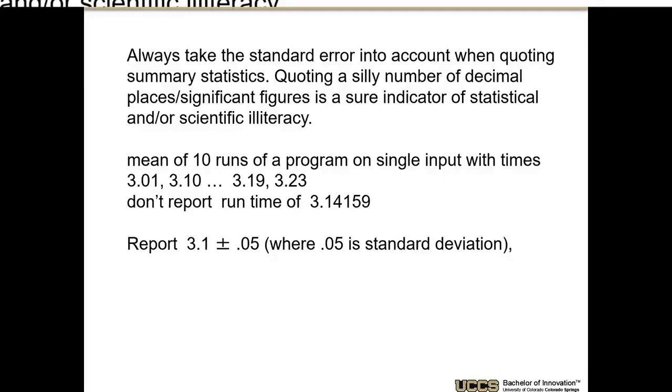So if I have a mean of 10 runs of a program on a single input with times 3.01, 3.01, whatever those numbers are, if those are the 10 numbers I'm averaging, I shouldn't report a time with 5 digits because those digits aren't meaningful, right? I only added 3 digits. So I report something like 3.1 plus or minus 0.05, where 0.05 is a standard deviation.